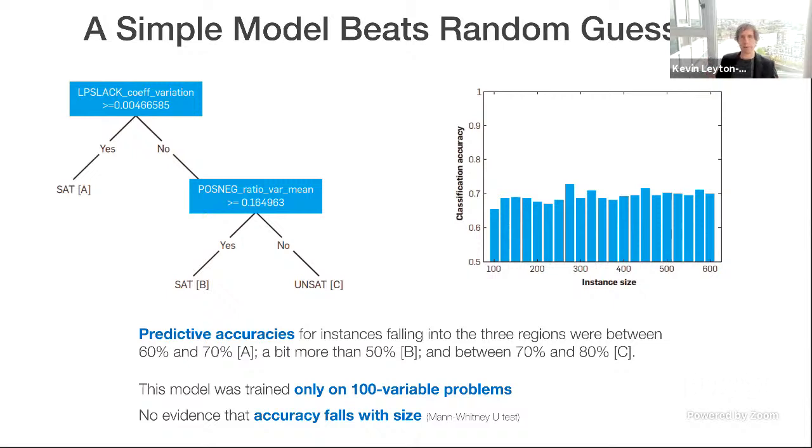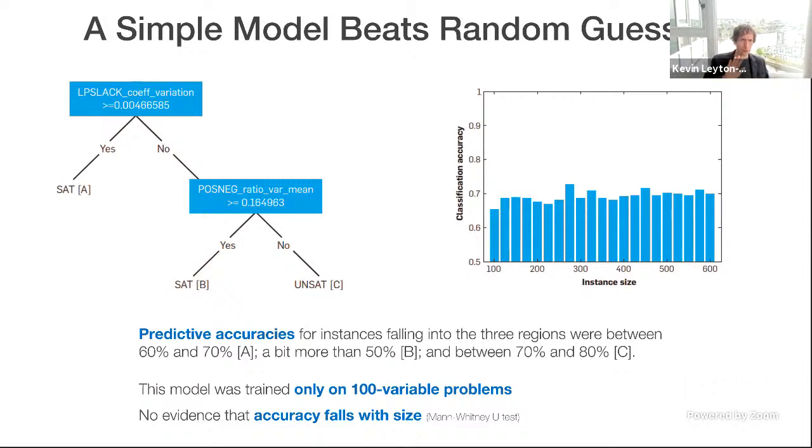I don't recommend you throw out your SAT solver and use this model instead. And by the way, I should also stress to you, this model doesn't give you a certificate of satisfiability. It just gives you a guess, which is 70% accurate. But I think it says something about the learnability of this class of problems nonetheless, and I think it offers some interesting grist for theoretical insight.